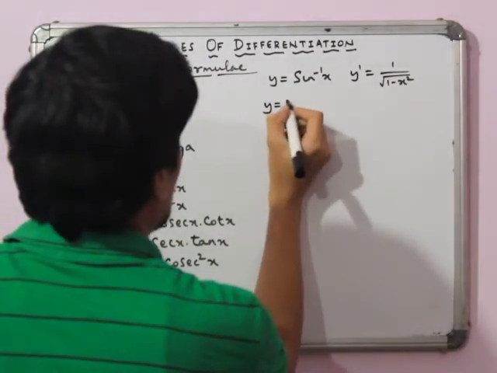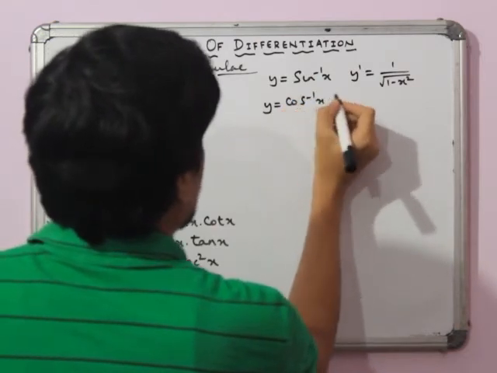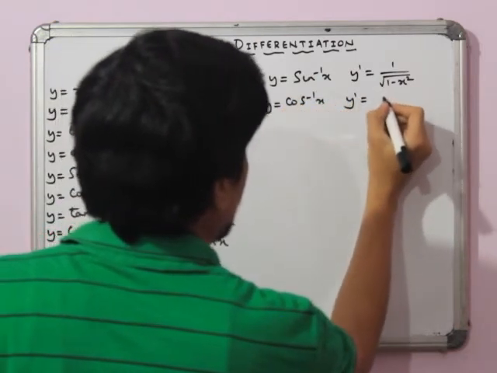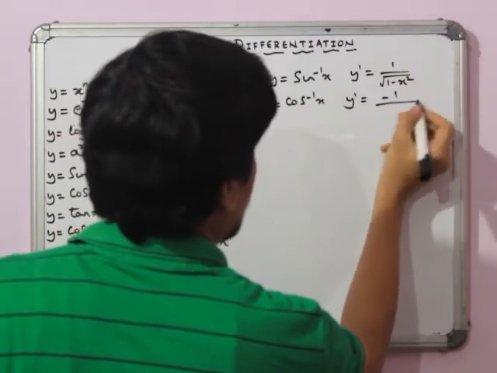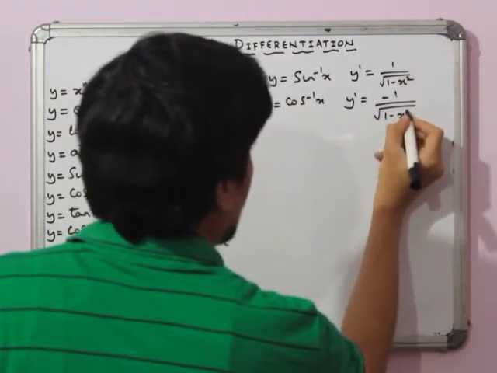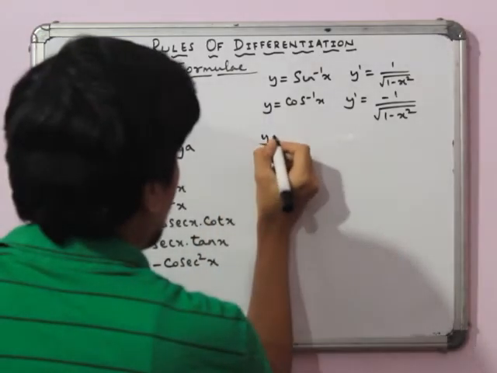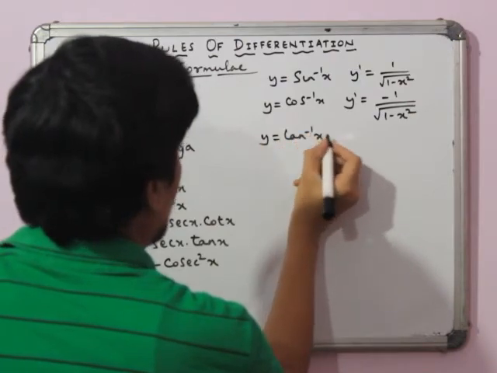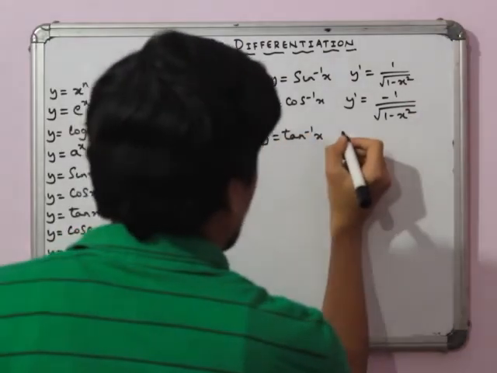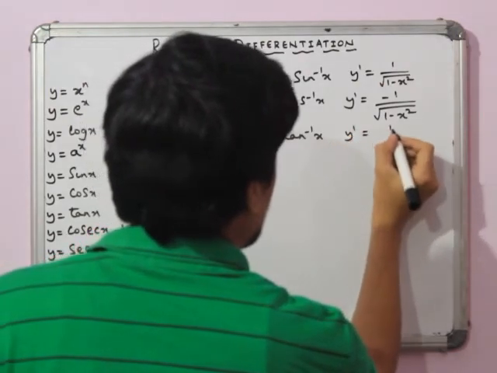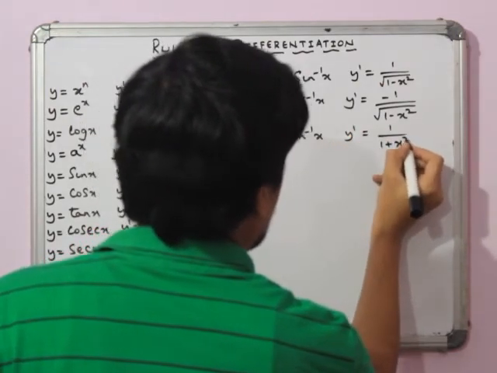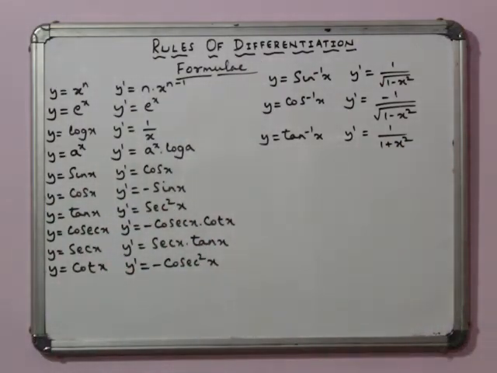If y is equal to cos inverse x, the derivative is very simple, just add a minus to the derivative of sin inverse x: minus 1 by root of 1 minus x square. If you add a minus to sin inverse x's derivative, you will get the derivative of cos inverse x. Then we have tan inverse x. y is equal to tan inverse x. Derivative of tan inverse x is 1 by 1 plus x square.